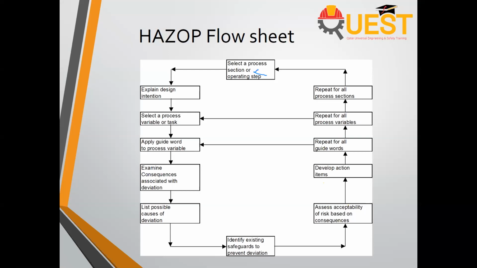After that, we'll assess the acceptability of risk based on consequences. We will develop action items which can include the updating of SOPs, creation of maintenance and operating manuals. And then we'll repeat that for all guide words one by one. And then we will repeat that for all the process variables like temperature separately, then pressure, then viscosity, then level, then flow. All these we'll discuss in the HAZOP worksheet.